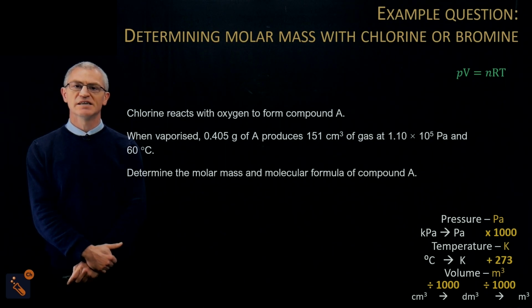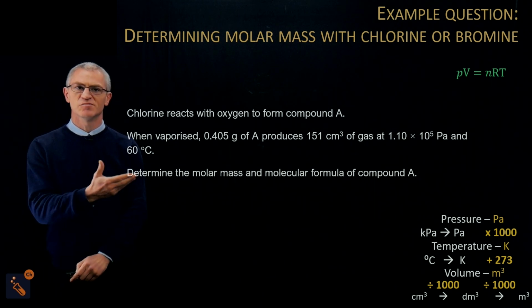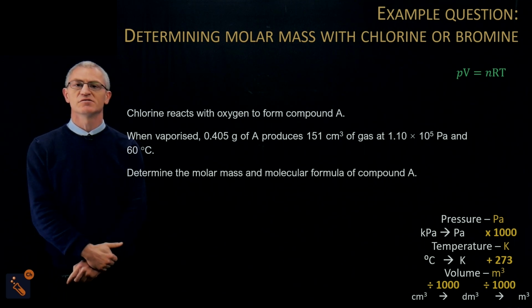Our last question is probably one of the most complex questions you're going to do with PV equals nRT, and that is to determine the molar mass and molecular formula of a compound. And this compound this time is with chlorine or bromine, as you can see from the title.